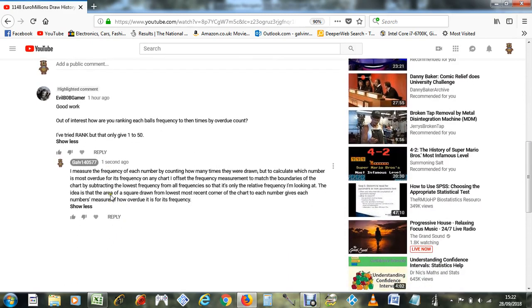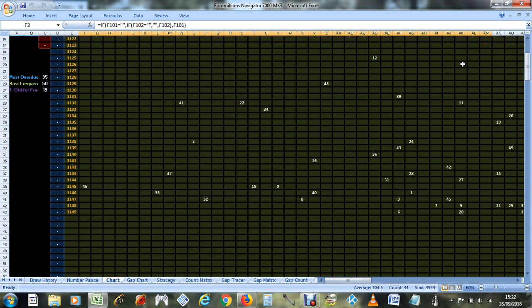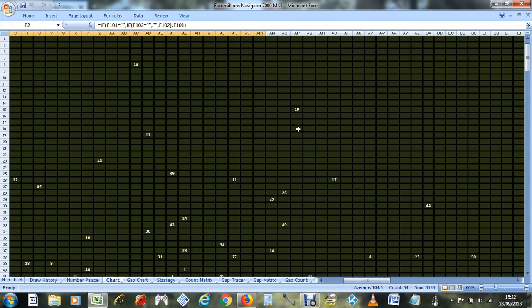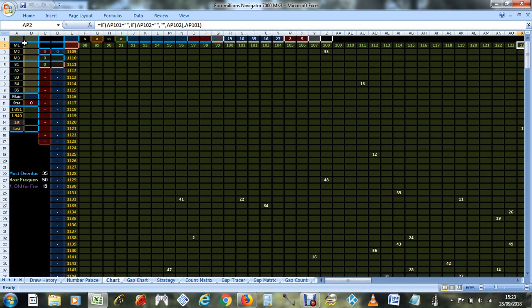Basically, what I'm saying is, when I'm measuring the frequency on a chart, these are the frequencies at the top and the position of the number shows where it is according to how many times it's been drawn. So for example, number 19 been drawn 124 times, and that's when we're counting all the draws since the EuroMillions began.